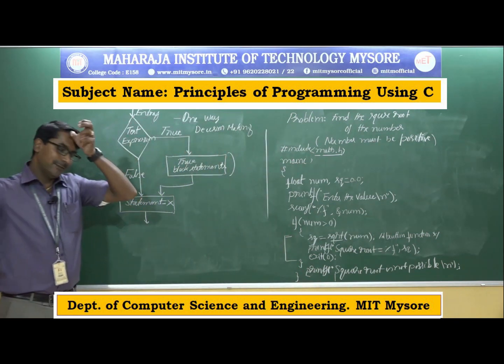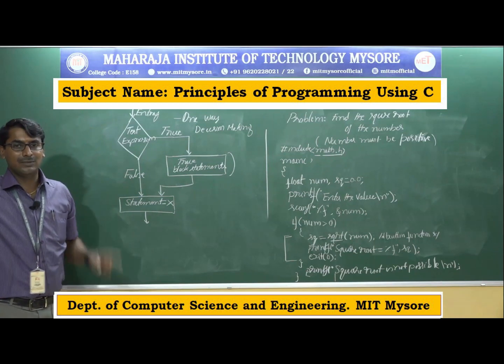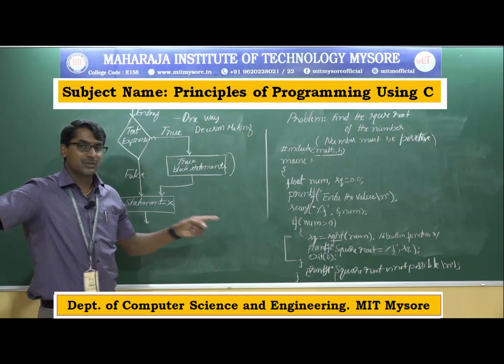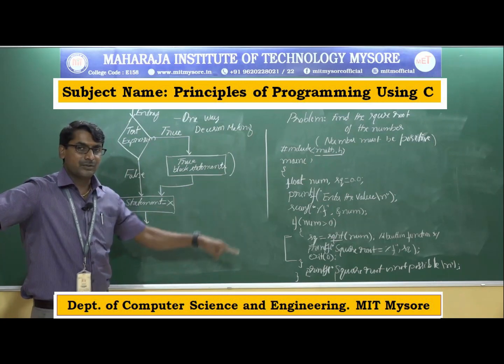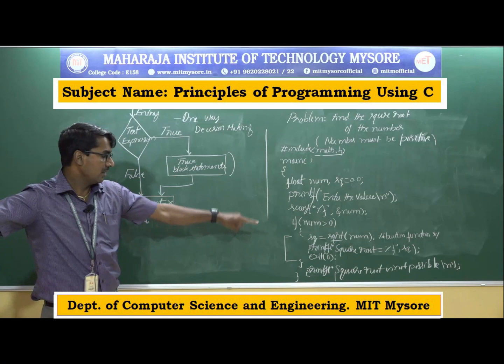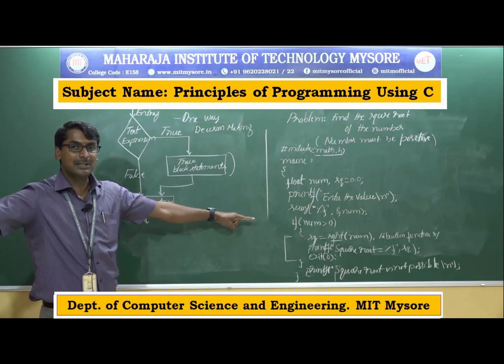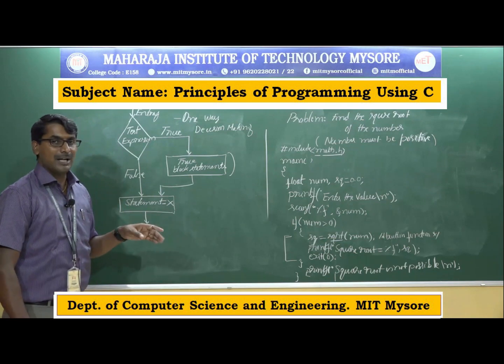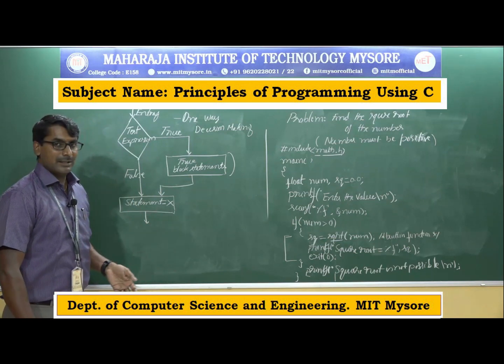Here we check one condition, so it is one-way decision making. There is only one possibility: the square root calculation. If the condition is true, it will calculate the square root. If the condition is false, it will skip from the program. Okay, let's see how this program executes.